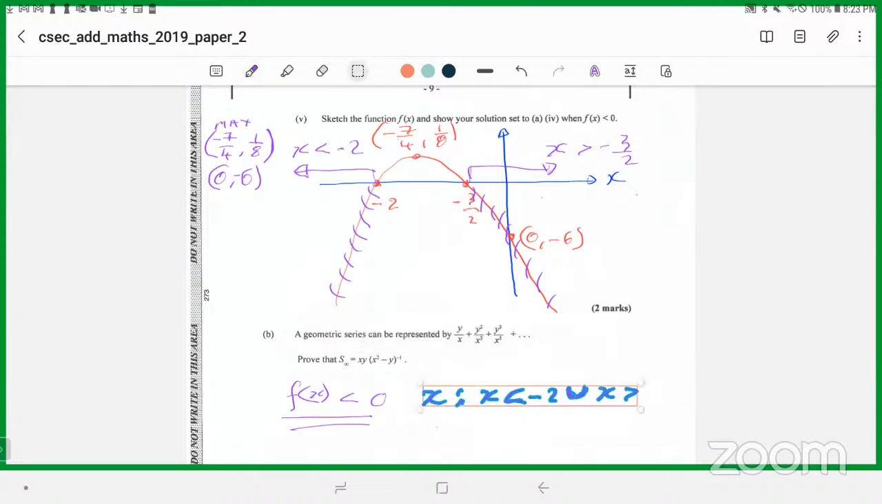It's greater than negative 3 over 2, and you put the set brackets around it. And that's the set notation with your solution set. This is a union symbol for or.